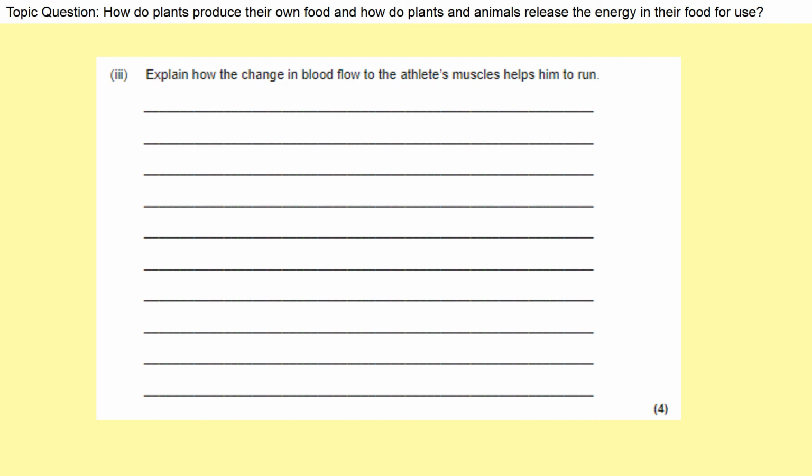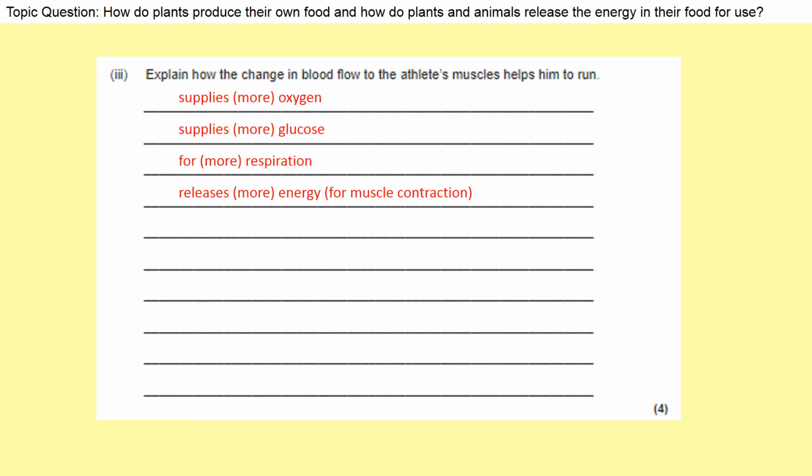What were the exam board looking for then? That mark that everybody always remembers, it supplies more oxygen. It also supplies more glucose for a second mark. And why is that good? So we can have more respiration. Even better if you've said aerobic respiration. And that releases more energy or transfers more energy. Remember, it doesn't make energy, but it can transfer or release more energy.